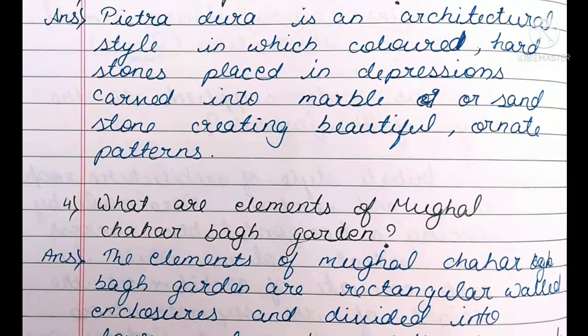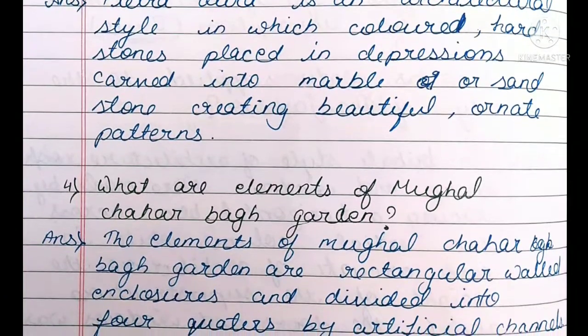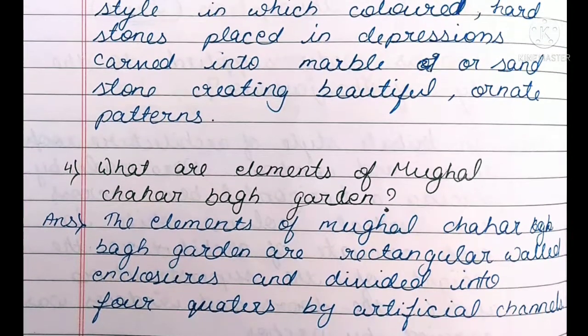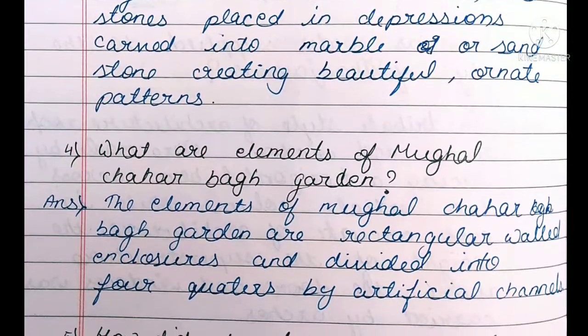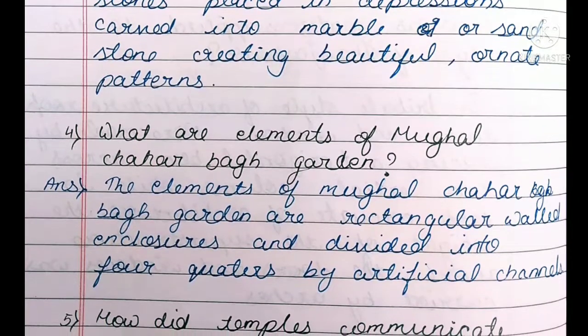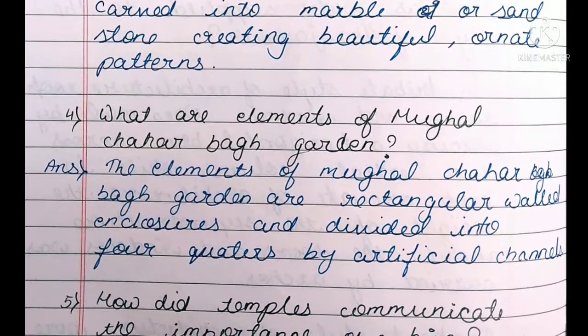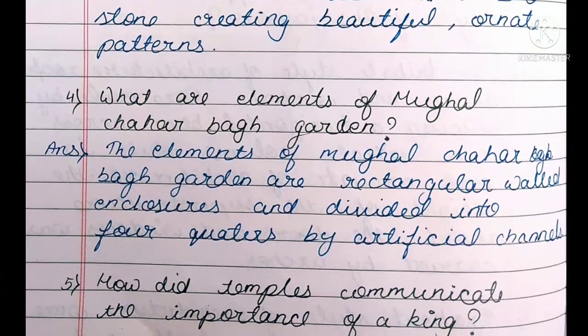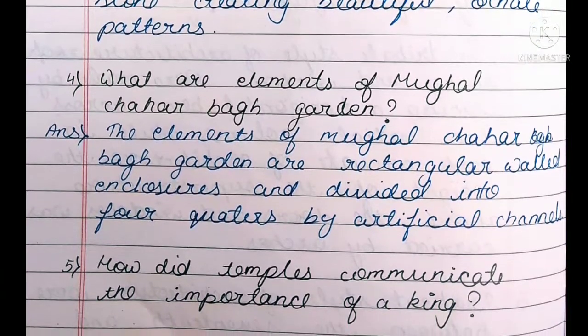Question number 5. What are the elements of a Mughal Charbagh garden? Answer. The elements of a Mughal Charbagh garden were a rectangular walled enclosure divided into four quarters by artificial canals.